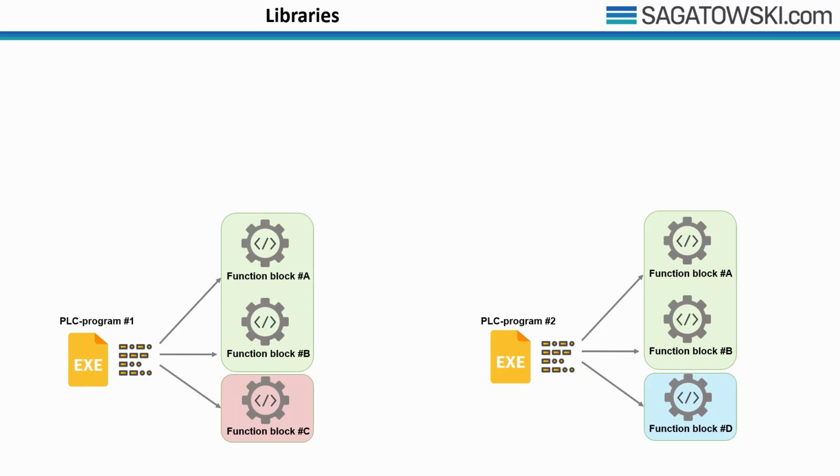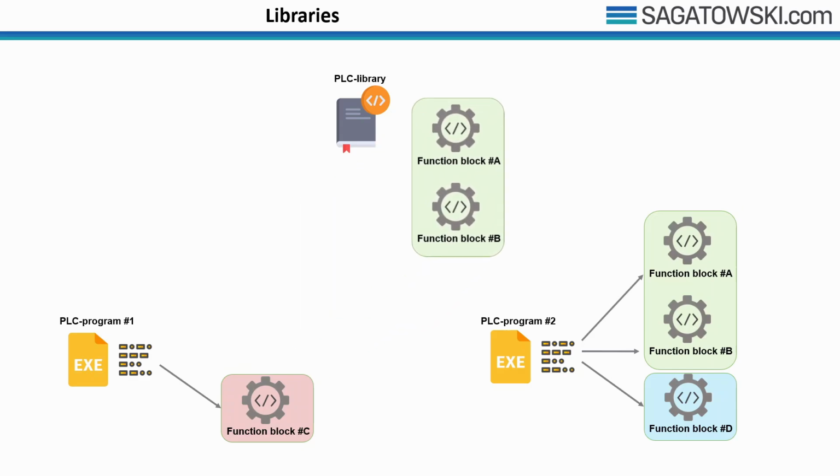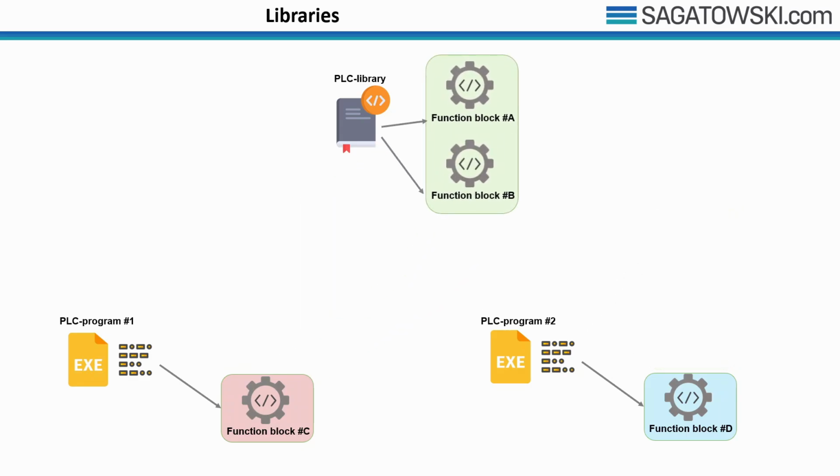Now, instead of having duplicates of function blocks A and B, you can create a library and move the 2 function blocks to that library. Once you have the library, you can then make the PLC programs reference that library instead. By putting the function blocks in the library, it's easier to reuse code. We can have several projects share a common codebase of pre-programmed functions and function blocks.